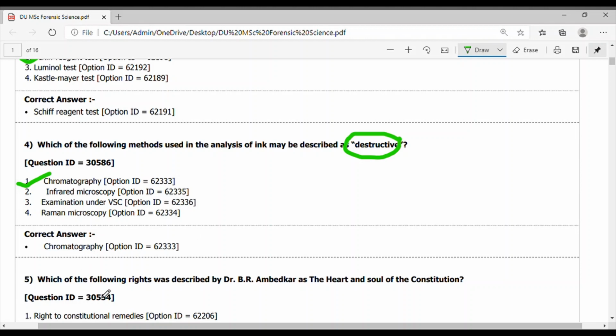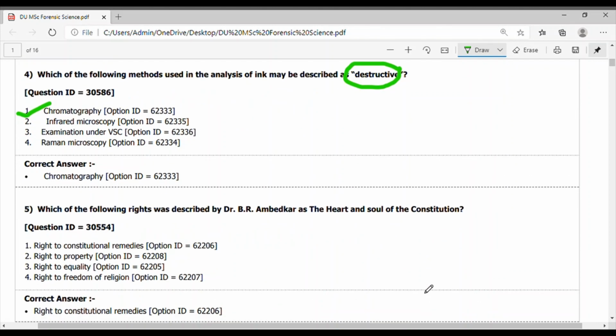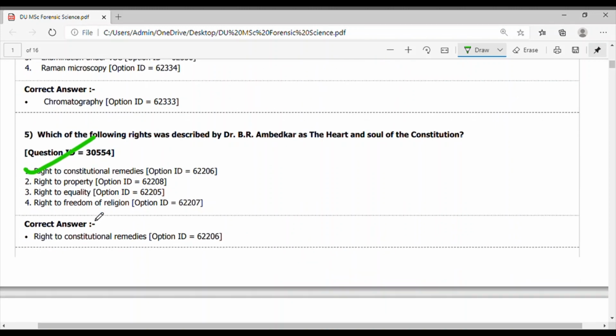Another question here is the fifth question, which of the following rights was described by Dr. B.R. Ambedkar as the heart and soul of the constitution? And this is a direct question, you have to know the answer, and the correct answer is the right to constitutional remedies. The first option is the correct one.